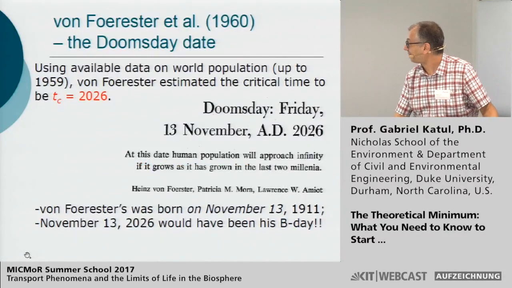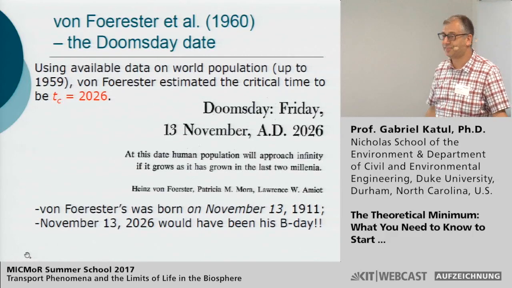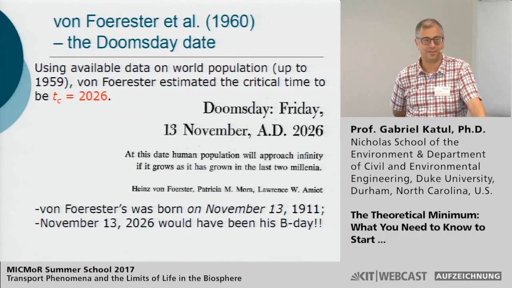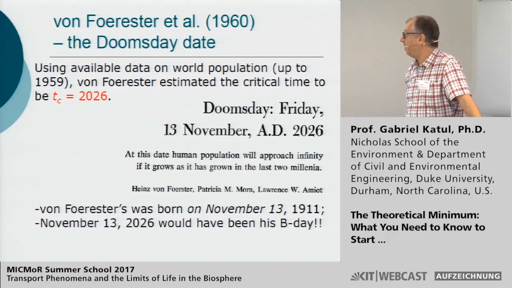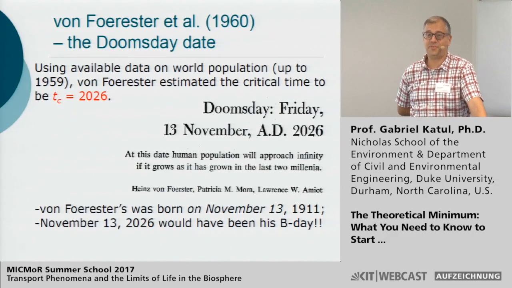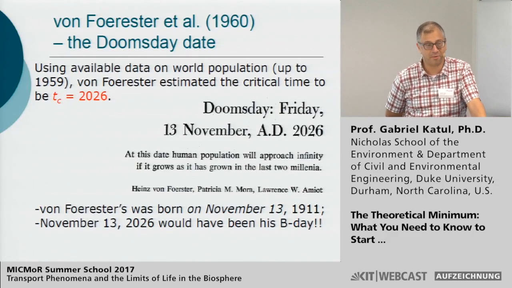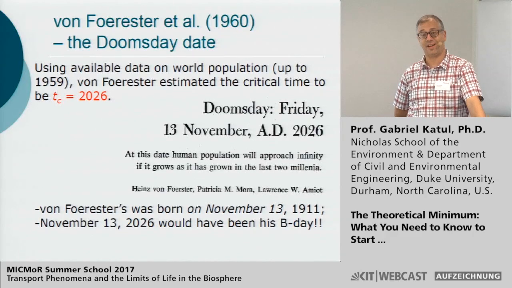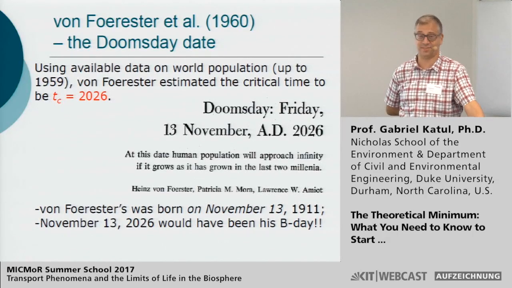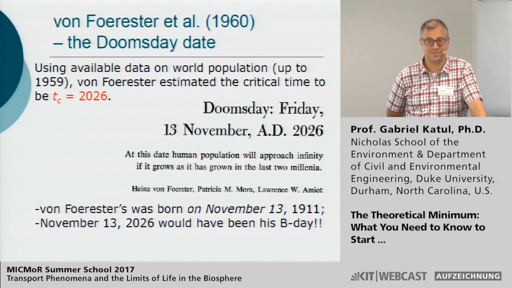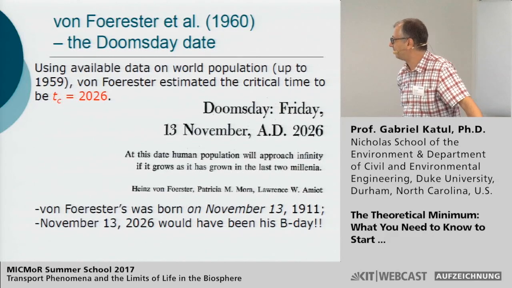Okay. So now, what did von Foerster calculate based on what he knew out of curiosity? He used the data set, fitted the data set to his power law model, and estimated that the critical time would have been 2026. So that's a calculation.